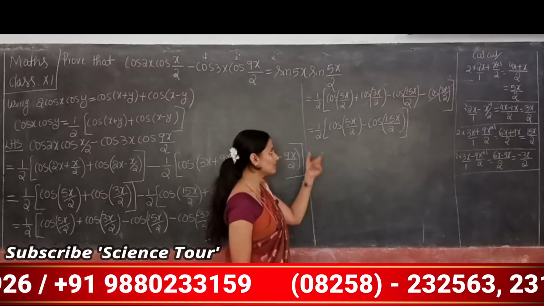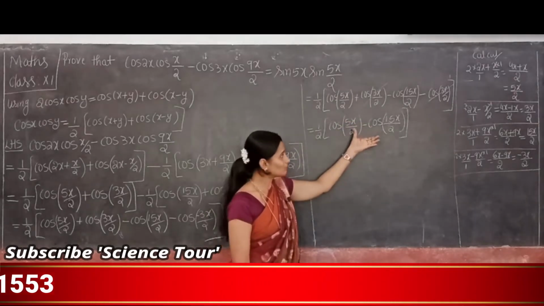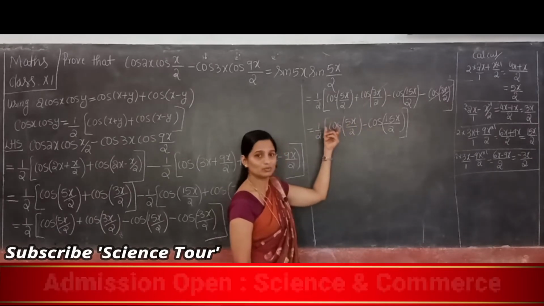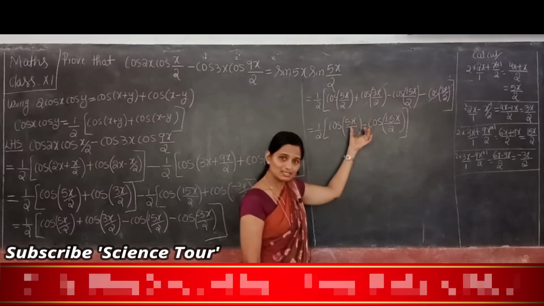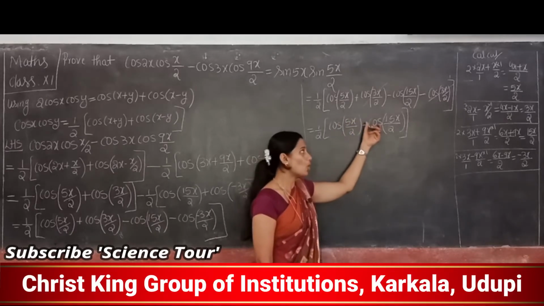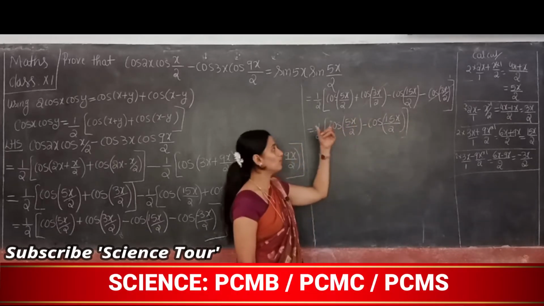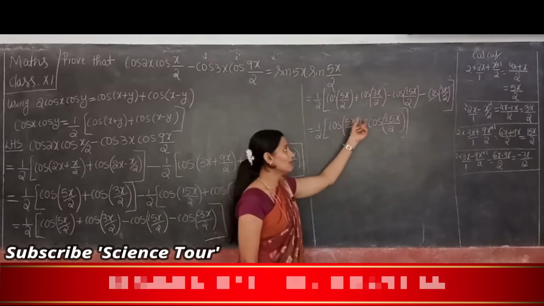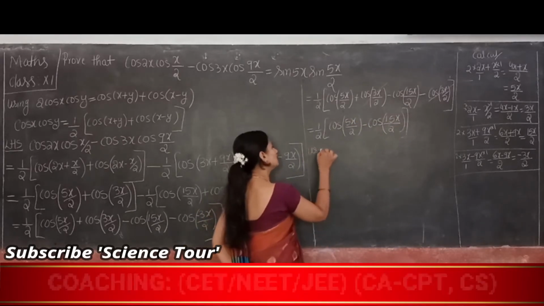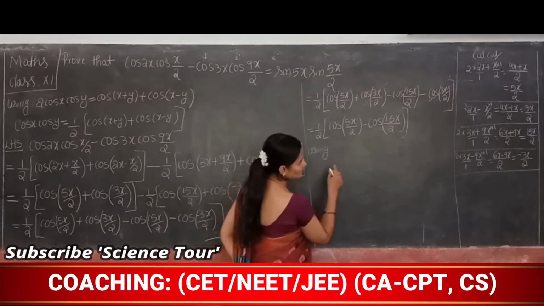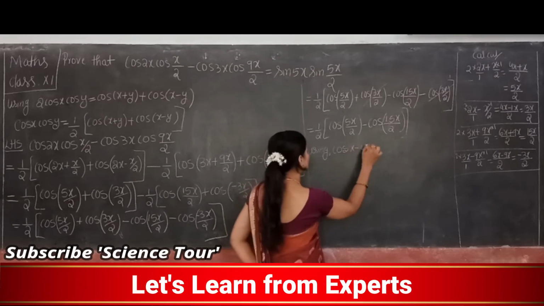This is in the form of cos x minus cos y. For this you can apply one formula. What is that formula? The formula is cos x minus cos y. Clear this? So here you can use the formula cos x minus cos y. So now I will write here using the formula cos x minus cos y.